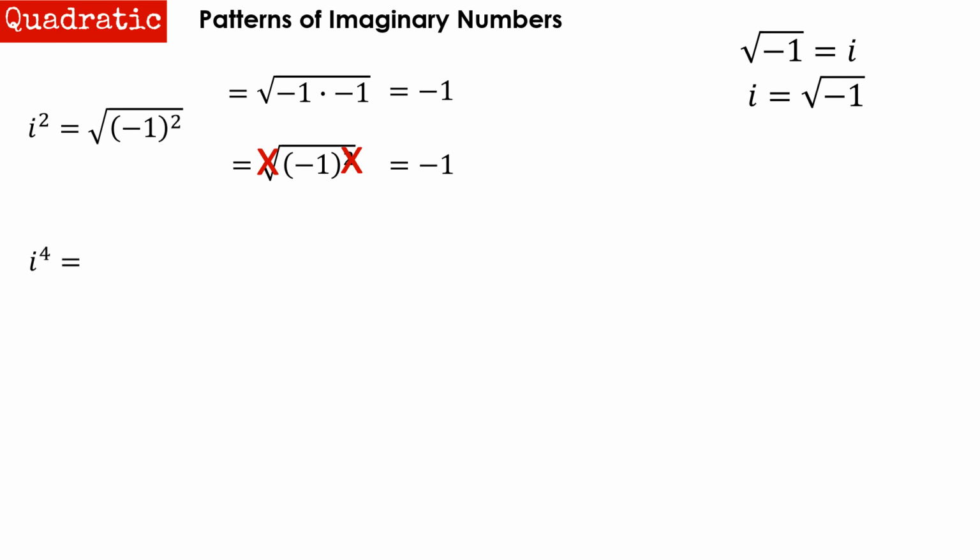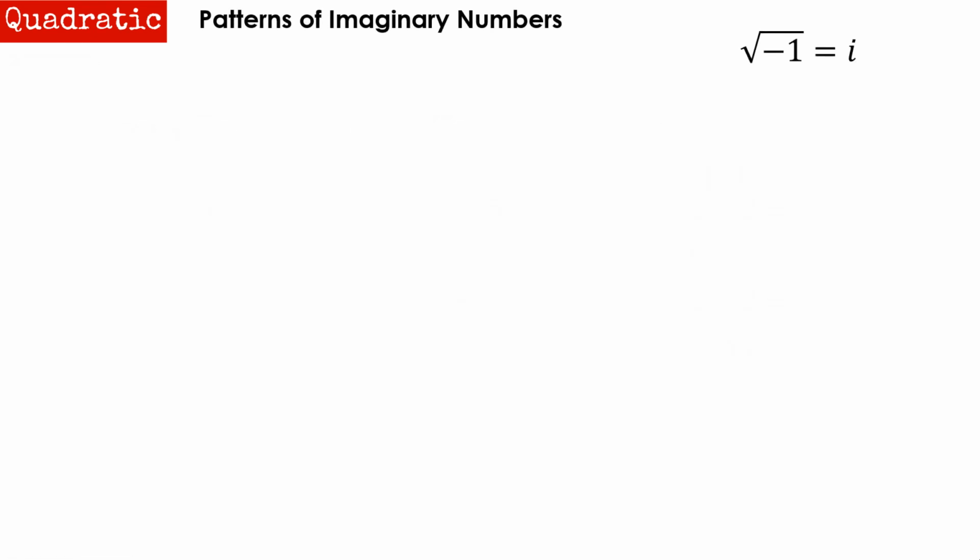So then what's i to the 4th? There actually are patterns to imaginary numbers. First thing we want to remind ourselves is the square root of -1 is i, and i is the same thing as the square root of -1. Then what is i squared? Well, that's the same thing as saying the square root of -1 squared. Now there's two different ways to think about it depending on how your instructor explains it.